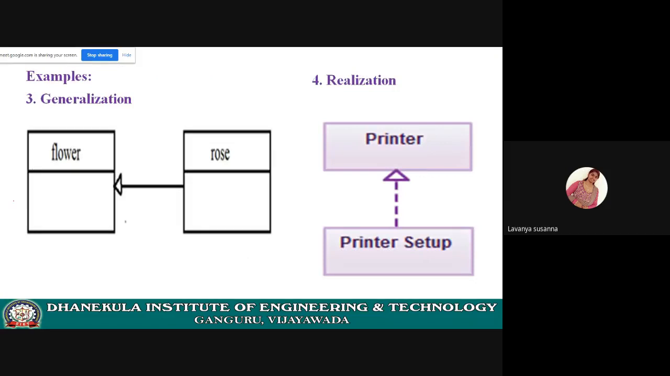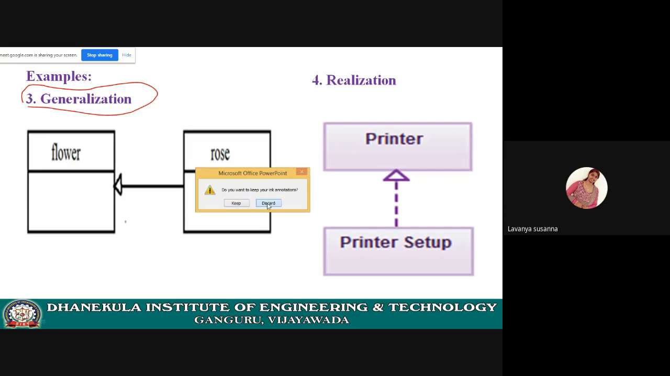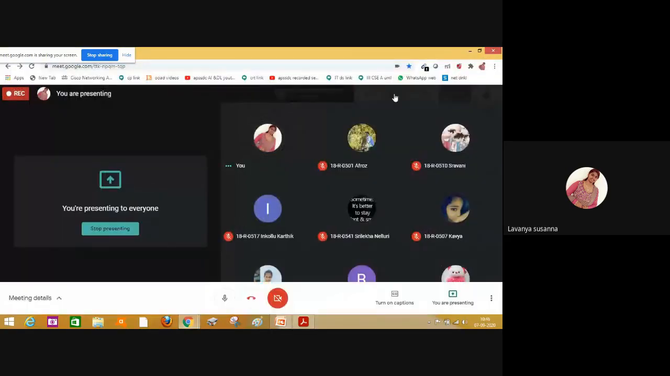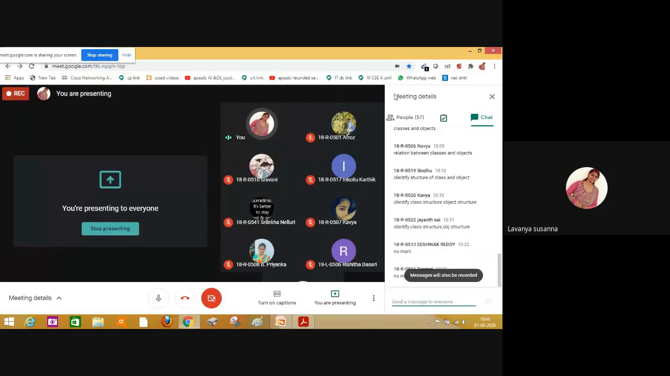Now generalization. Already you know generalization and specialization. Where will you use generalization and specialization? Can anyone answer my question? Where will you use generalization and specialization? Already we have discussed it in the second unit.